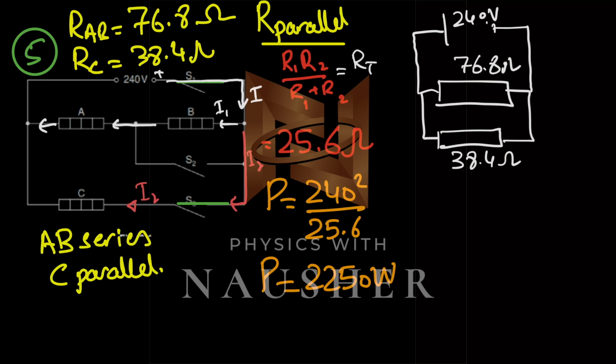Now, power is V squared over R. You were supplying 240 volts. So 240 squared over 25.6 gives you 2250 watts, which is 2.25 kilowatts.